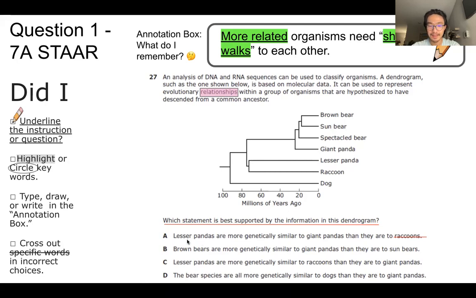So let's see if it says that. Lesser pandas are more genetically similar to giant pandas than they are to raccoons. That's not what we said. They're actually more similar to the raccoons. So we can take out the word raccoon. That's not true.